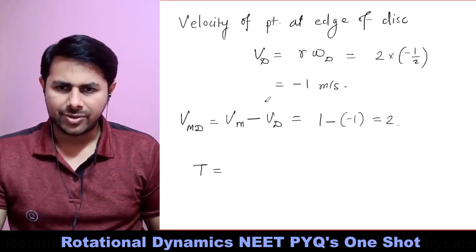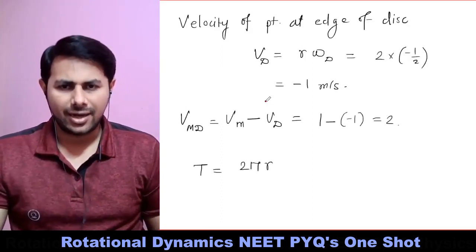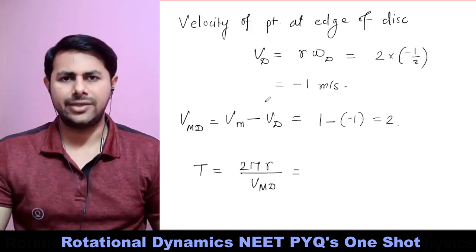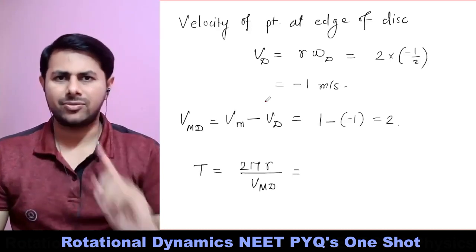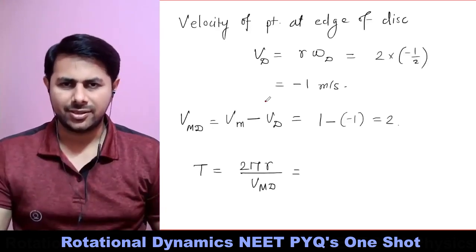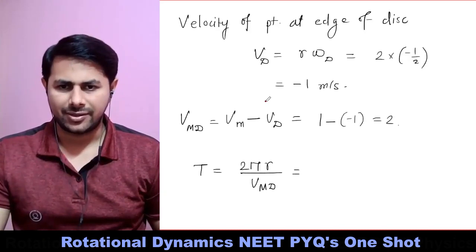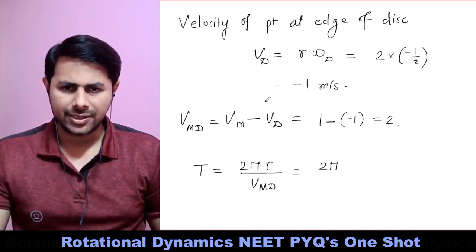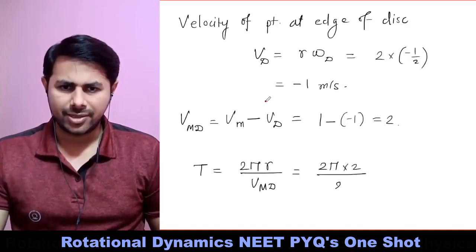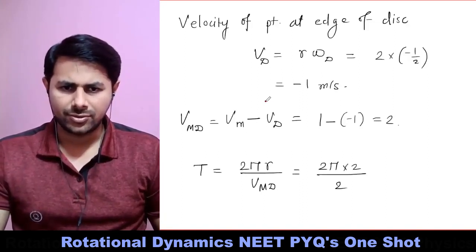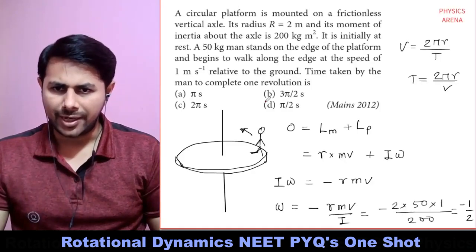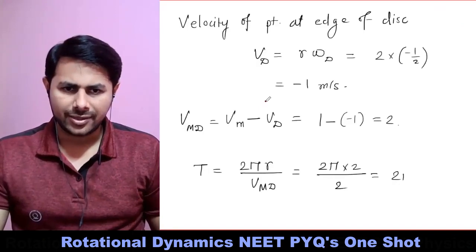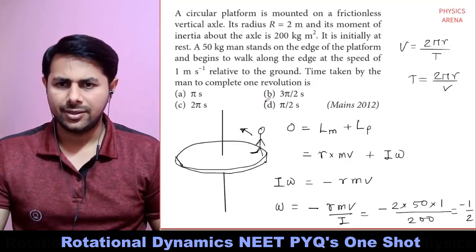So time period will be equal to 2 pi r divided by velocity of man with respect to the disk. Disk meaning the circumferential points of the disk, they are moving towards the man, right? So it is 2 pi multiplied by r. How much is r? It's 2, divided by this 2. So 2 gets cancelled. 2 pi should be the answer. 2 pi, yeah, option C. 2 pi seconds should be the answer.